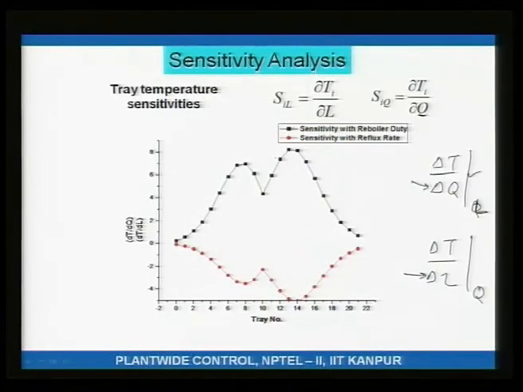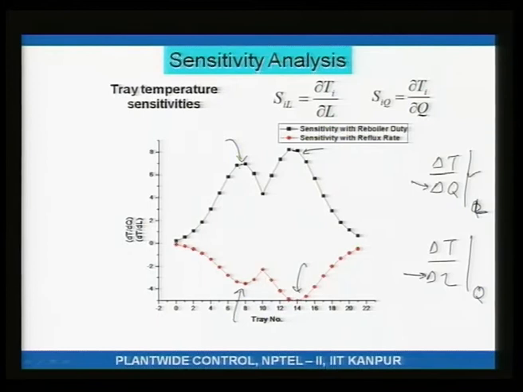Okay. So, if you make a plot of these sensitivities, you can see that, okay, here is a sensitive location, here is another sensitive location, here is a sensitive location, here is a sensitive location. So, I may control a tray temperature which is here, let us say this one using reboiler duty, and this tray temperature using reflux. Okay. The sensitivities themselves are indicating these are two sensitive locations in this example column where sensitivity is pretty large. Why do you want to control locations with large sensitivity?